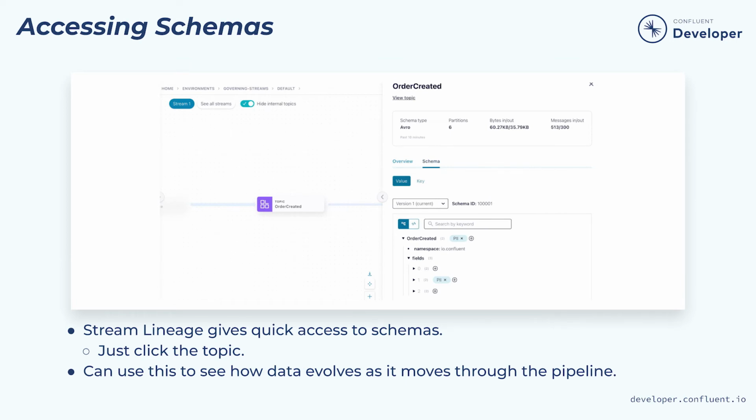Clicking on a topic gives us a variety of useful information, including the schema. This can help us understand how information flows from one topic to the next. For example, if we were auditing the use of personal information in our system, we might look at the order created topic, select the schema, and see that it contains the tag PII for personally identifiable information. However, downstream schemas don't contain that tag. Therefore, in this case, our PII is not being propagated downstream.